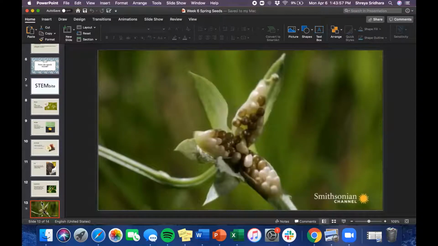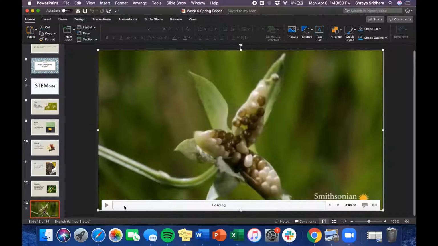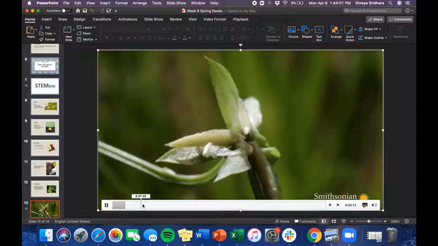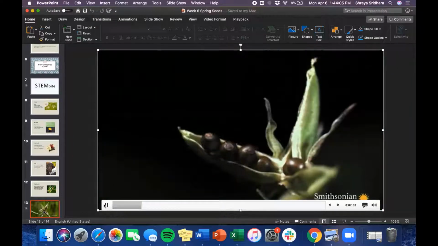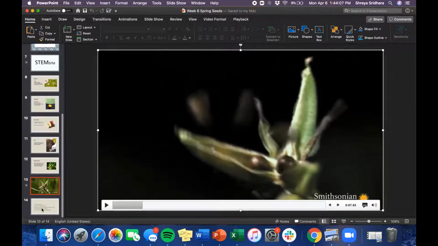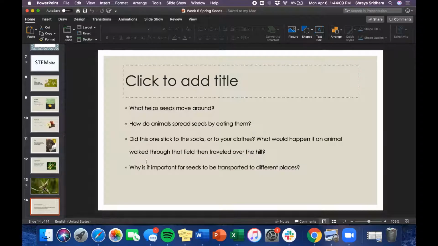And then this is just a fun video showing seeds that actually move by explosion, which they really enjoy seeing and have asked to watch multiple times. And then just some concluding sentences about the seeds they specifically used and how they might travel.